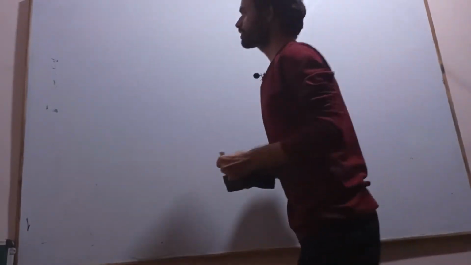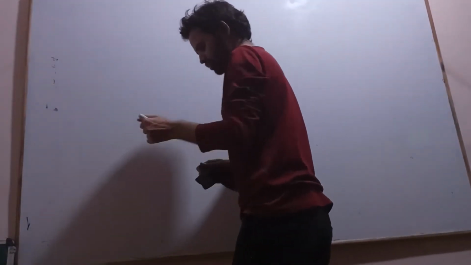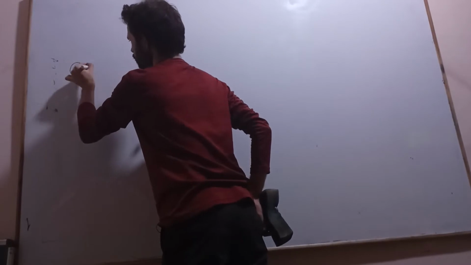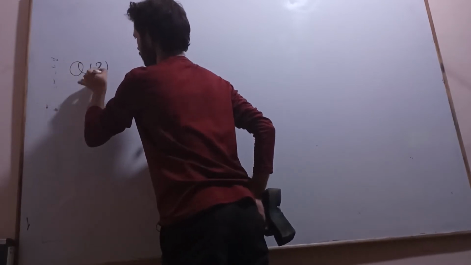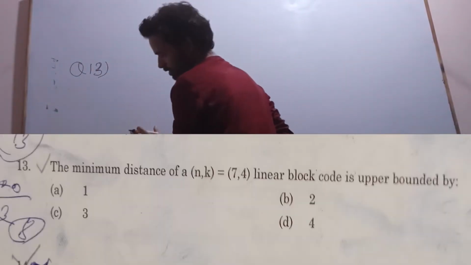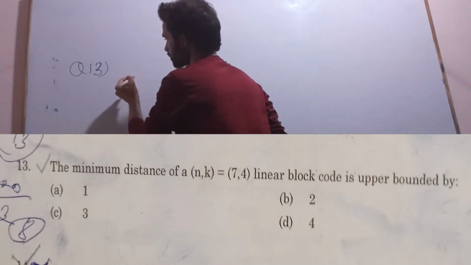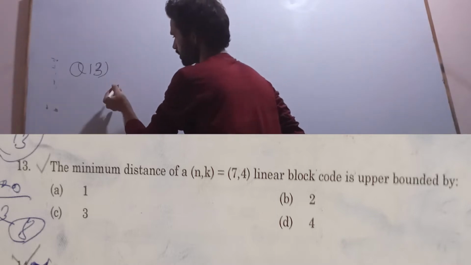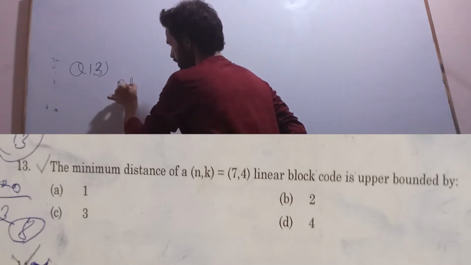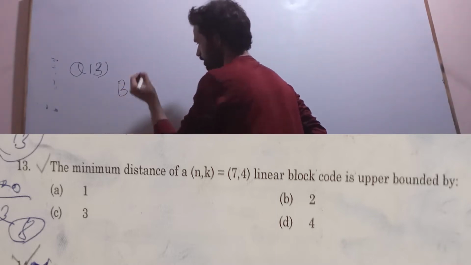Okay, student. Now let us see question number 13. Question number 13 is given. See here down, what is given? Question number 13 says there is a block code given.